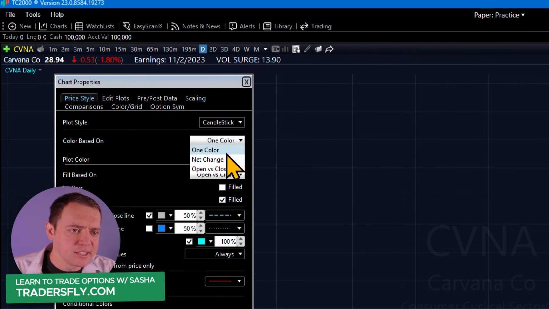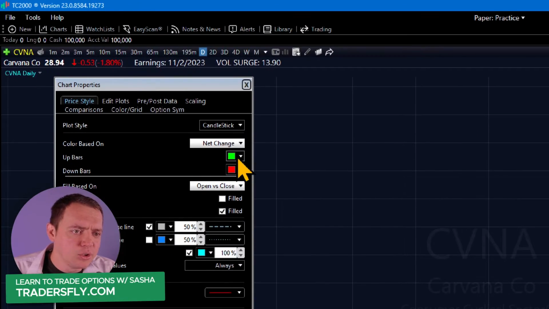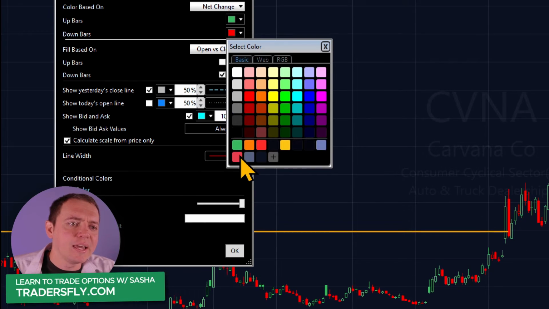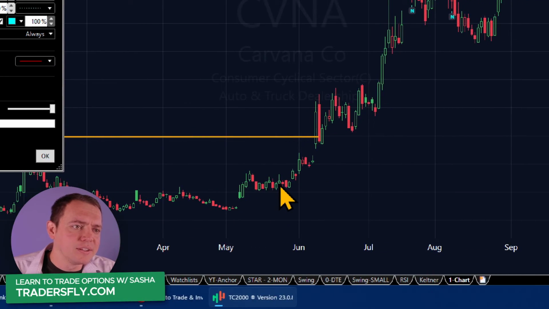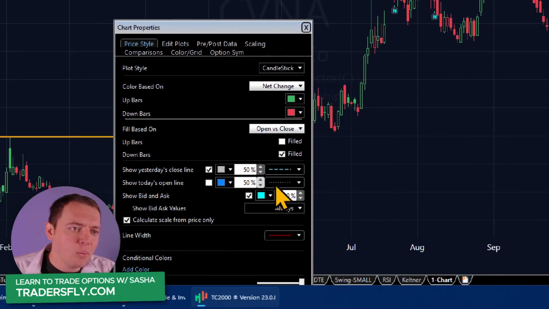Now with those candlesticks, I will switch to a net change. Now I've got some colored candlesticks. You could tweak the colors to your liking if you like them a little bit different. But again, your charting platform might be a little different than mine. So I'm just here tweaking it a little bit based on what I like.